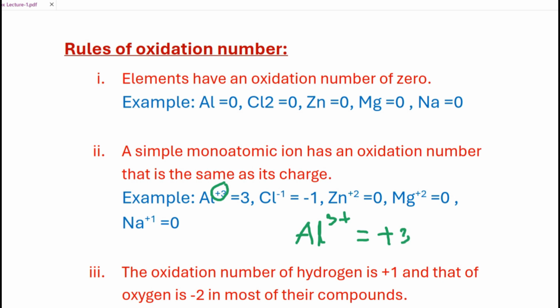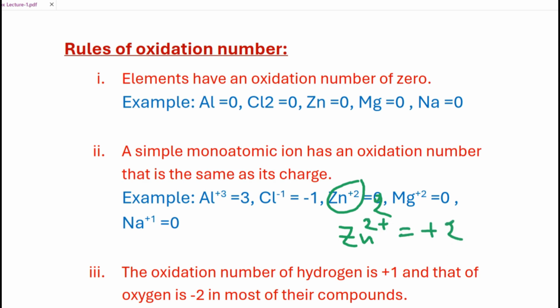Chloride power is -1, so its oxidation number will be -1. Zinc 2+, its oxidation number will be +2. Zinc +2, oxidation number will be +2. And magnesium 2+, its oxidation number will be +2.